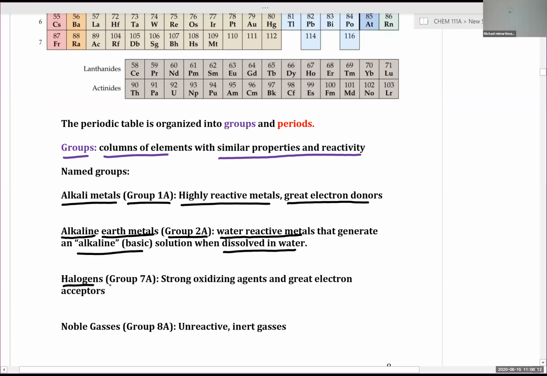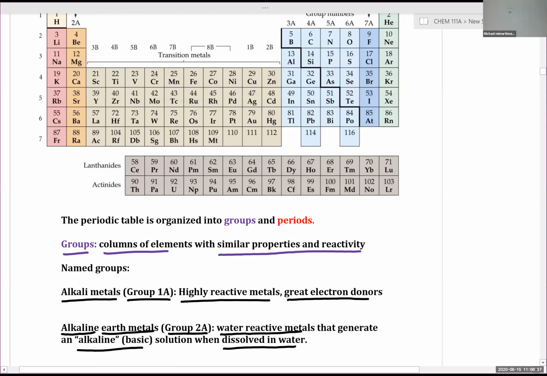Halogens. Halogens are a pretty infamous group of elements. They've certainly killed a few more chemists than we can count trying to isolate them, especially fluorine. They're strong oxidizing agents, great electron acceptors, and they're pretty dangerous. You won't be handling pure halogens in your boxed lab kit, that's for sure. So halogens are your 7A elements.